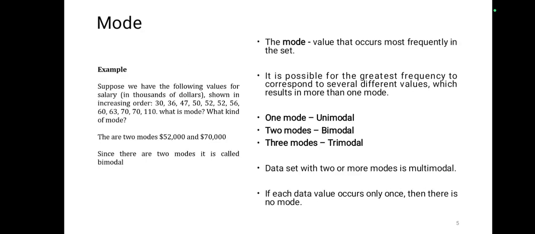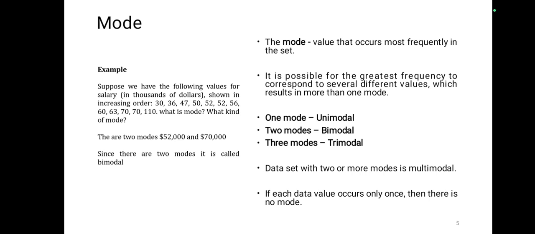So what is mode? Basically, the mode represents the value that occurs most frequently in the data set, right? It is possible for the greatest frequency and also the lowest frequency. If it is the greatest frequency, then it corresponds to several different values, which results in more than one mode, right? If it is one mode, then it is unimodal. If it is two modes, then that is bimodal. If it is three modes, then that is trimodal. And if you have more than three, then it is called multimodal, right? If each data value occurs only once, then there is no mode at all.